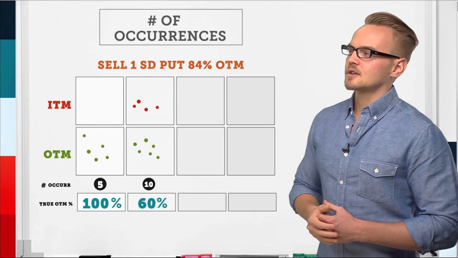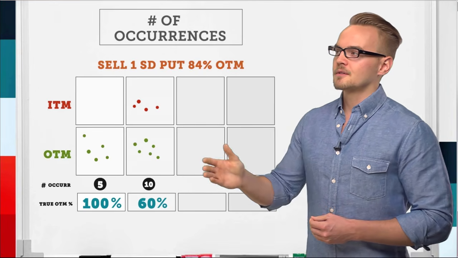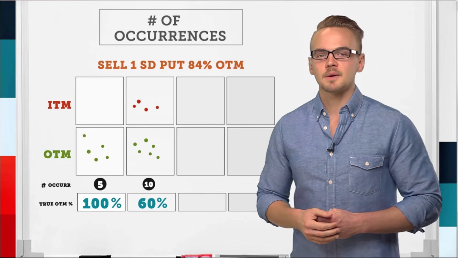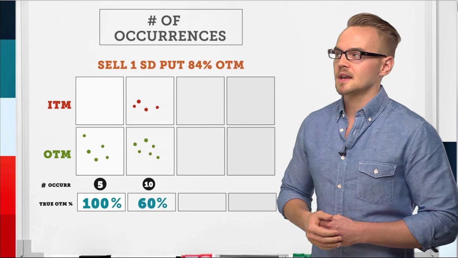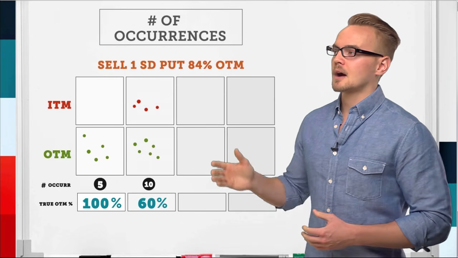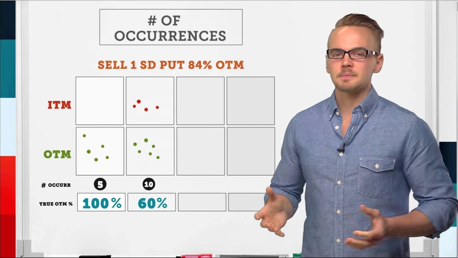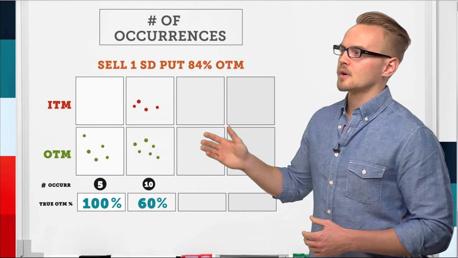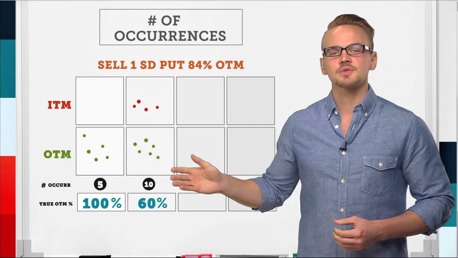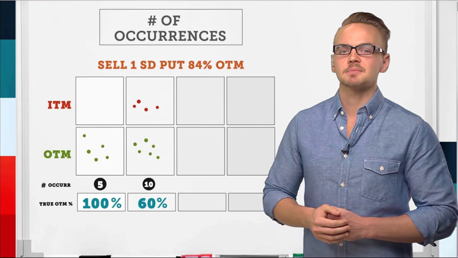So we've got 10 occurrences here. You can see that the very first 5 occurrences, we were perfect winners. We got 100%. All of those were out of the money, but now we started to have a little bit of a bad few months. So now we're basically 6-4, which gives us a true out of the money percentage of 60%.